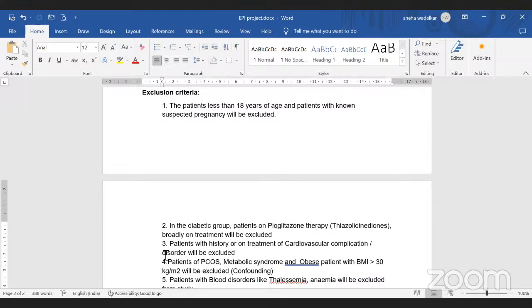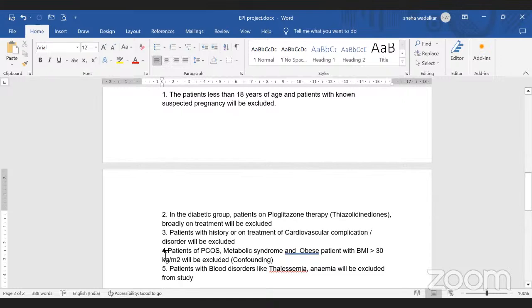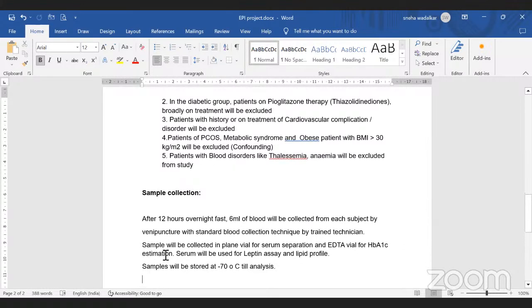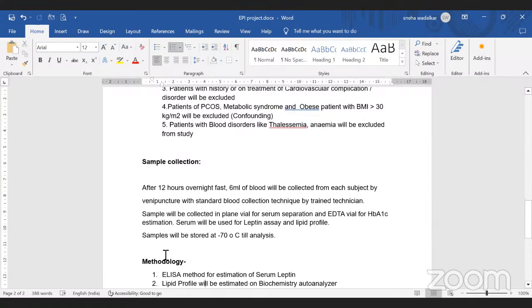And here, to avoid confounders, patients with PCOS, metabolic syndrome, and obese patients will be excluded, because leptin tends to increase in such patients. Again, there are some conditions where HbA1c level gets affected, like thalassemia and anemia. They will also be excluded from the study. So should I continue with the sample collection and methodology?